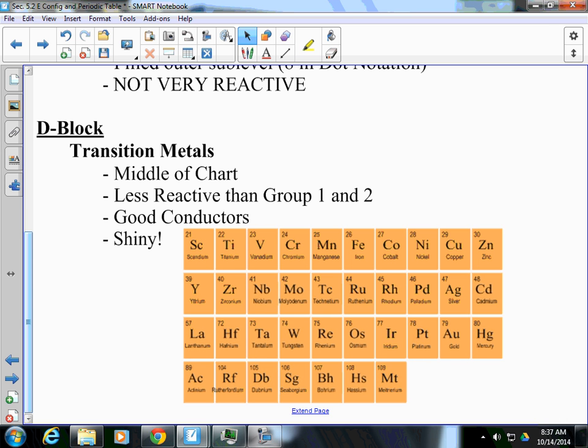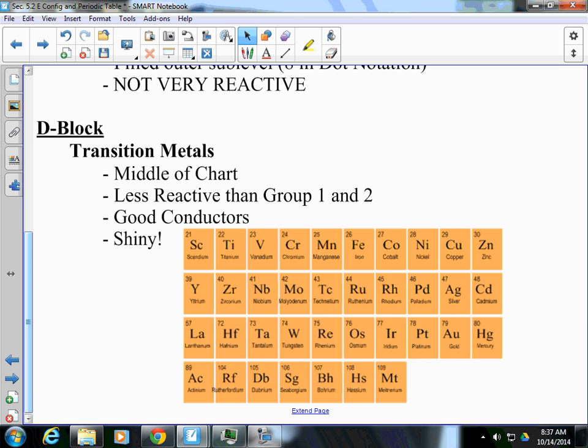Just like metals, they carry all the properties of metals. They are excellent conductors of heat and light. They are shiny. They are malleable. They are ductile. These are all the metals, transition metals. Now, some of them have varying properties that we'll talk about a little bit later.